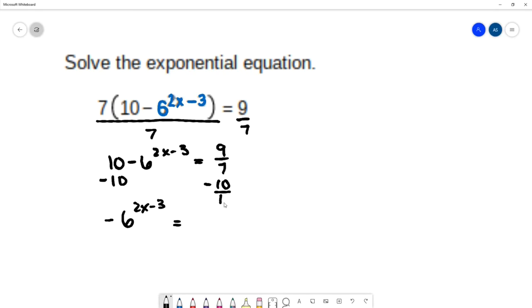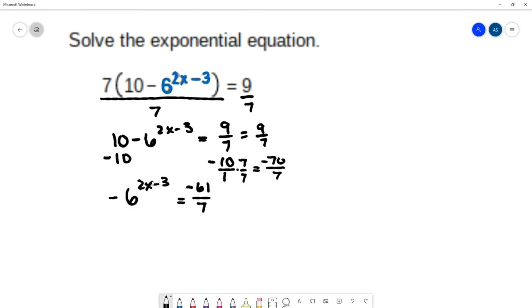So I don't need to change the first fraction. It's 9 over 7. The second one, I'm going to multiply by 7 over 7. And that's negative 70 over 7. And now that I have a common denominator, I'm able to combine those fractions together. We keep the denominator of 7 and we do the math on the numerator. 9 minus 70 will give us a negative 61. So we have negative 61 over 7 on the right-hand side.